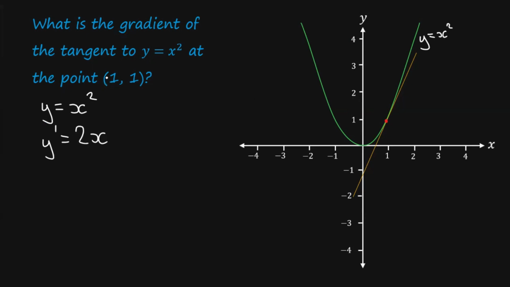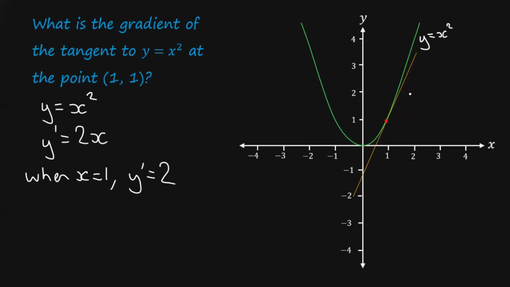What we now do is we substitute the x value of the point that we're after into that derivative, and I'll show you how that works. So when x equals 1, that's the x coordinate that we're interested in, y prime, or the derivative, is going to equal 2. I've just put x equals 1 there, and 2 times 1 is 2. So that tells me that the gradient at this point of the curve is 2.